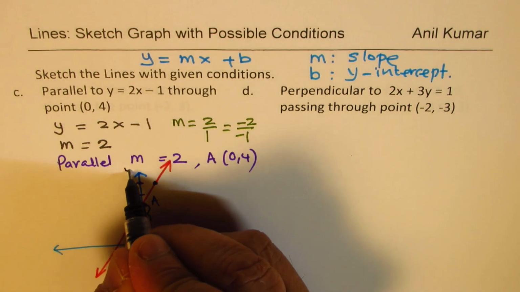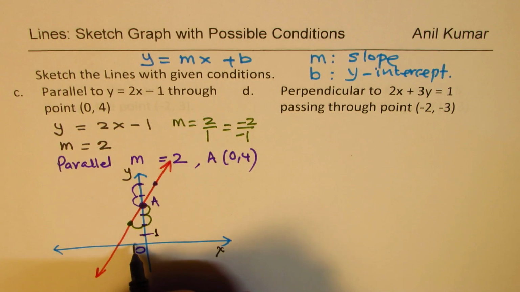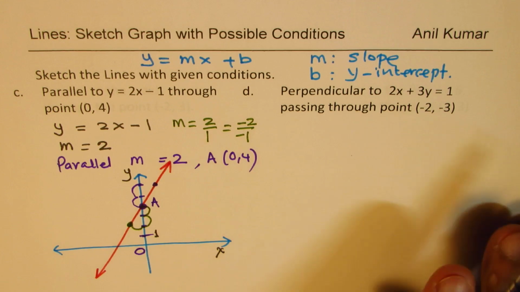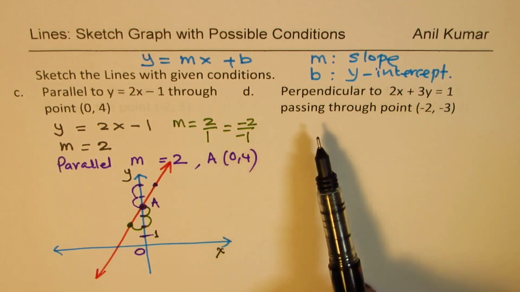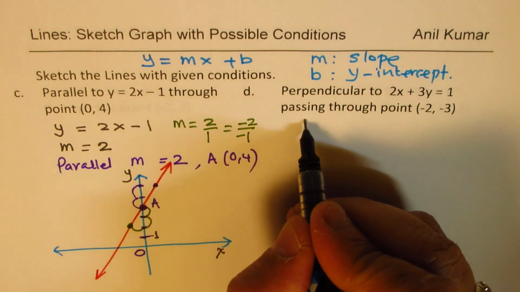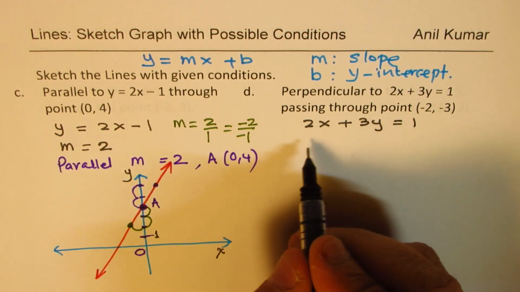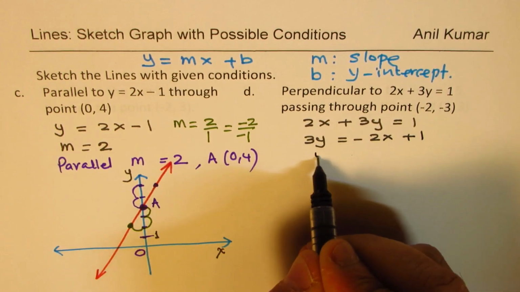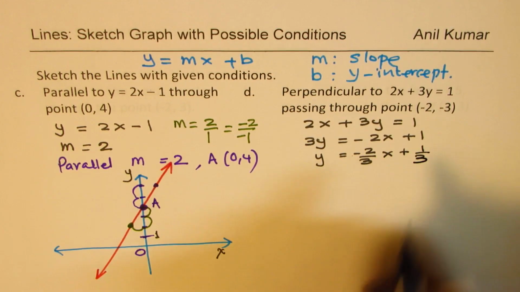Now it is important to write x and y. Sometimes I am missing, but you should put. The scale is always as shown here, 1, 2, 3, 4, right? Okay. Now let's look into the second example, which is perpendicular to 2x plus 3y equals 1 and passing through a given point. So let us first find the slope. So we are given the equation 2x plus 3y equals 1. To find the slope, let's rearrange. We get 3y equals minus 2x plus 1. Dividing by 3, we get y equals minus 2 over 3 x plus 1 over 3.